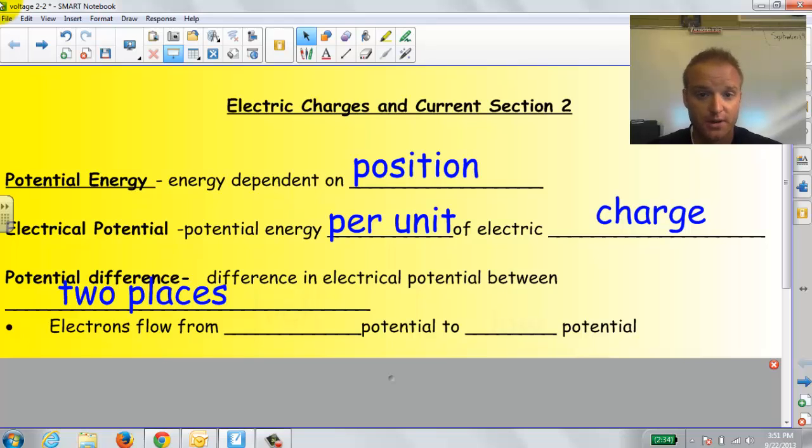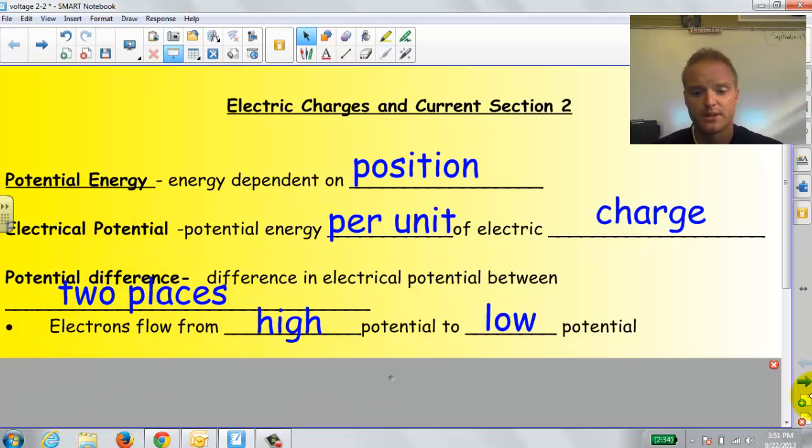So think about a circuit or a battery. We've made circuits before. You have the positive end and the negative end. It's that potential difference between those two terminals that creates our electric flow. What happens through a circuit is electrons tend to move from high to low potential, always going from high to low potential.